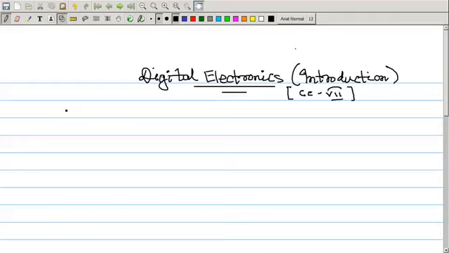So now here we start. First of all, I would like to mention the analog signal. So what is the analog signal and what is its difference from a digital signal?